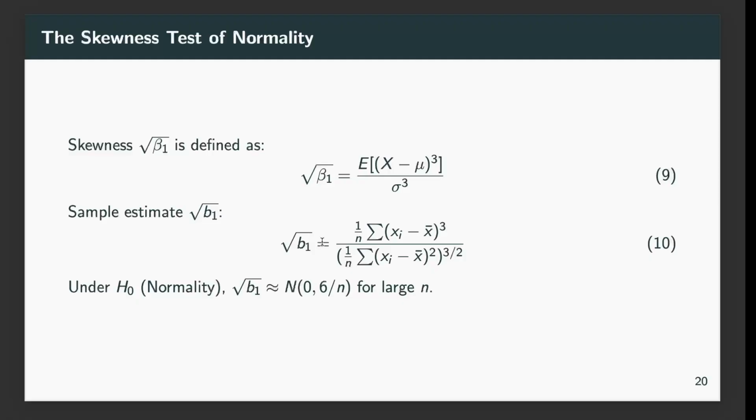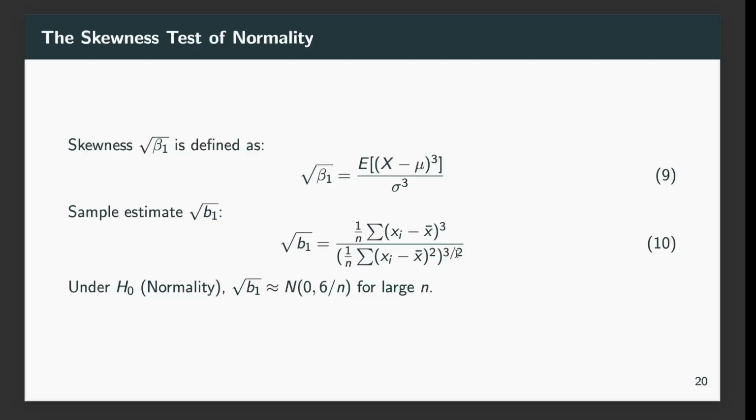The equation here gives the sample estimate, which is the square root of b1, and this is for the sample. It is the sample third central moment divided by the sample second central moment raised to the power of 3/2. For large sample size, under the H naught of normality, the sample skewness should have an approximately normal distribution with the mean of 0 and the variance of 6/n.